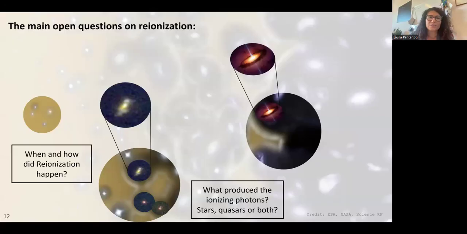When and how ionization happen. We also don't know what produced the ionizing photon. So we know stars and quasars, AGN in general, produce ionizing radiation, but the precise mix of these sources, what are the main drivers of ionization, is still not known at the various epochs.